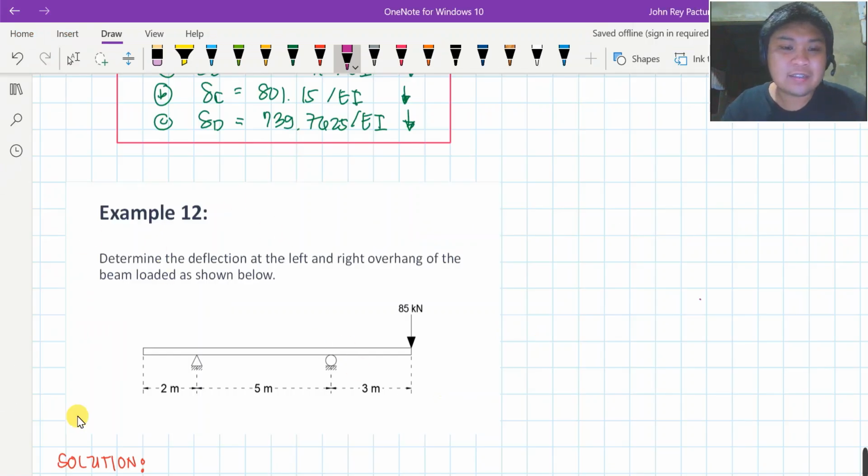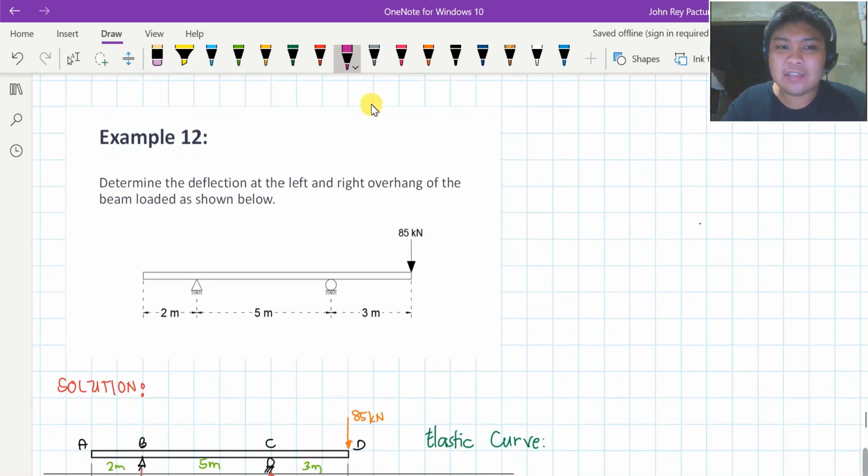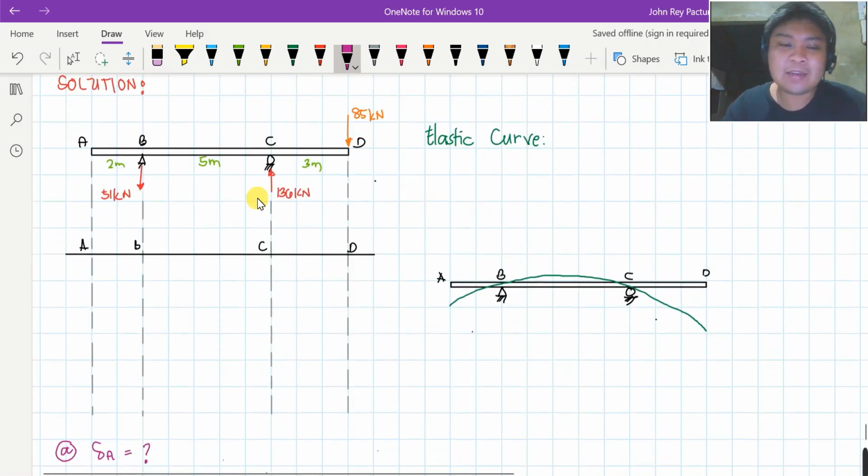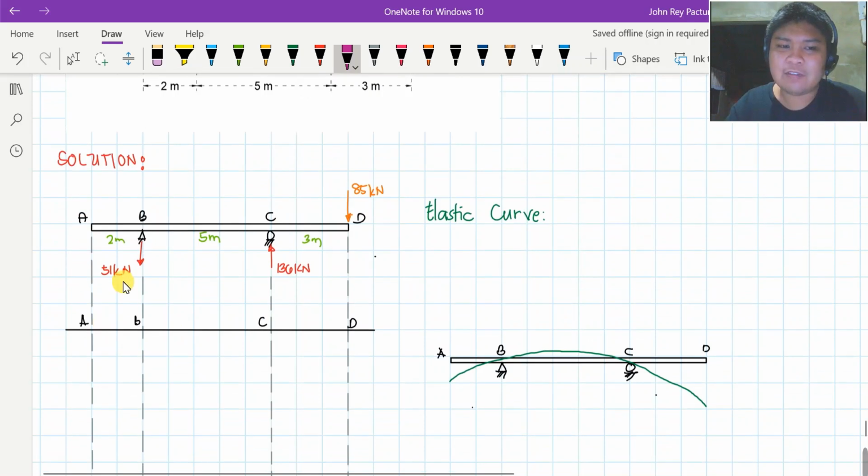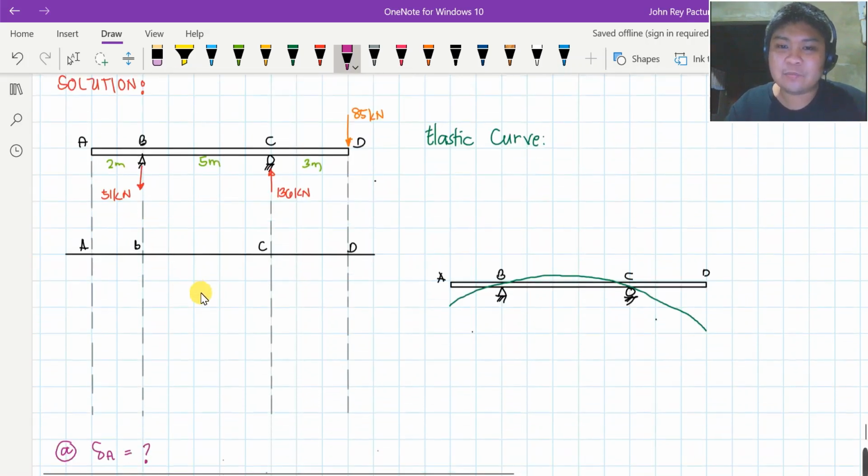Okay? So nandito na tayo sa ating OneNote nga, no? I already pasted the problem as well as the reactions. Of course, no? If you want to make sure that the reaction is correct, all you need to do is to pause this video for a while, then solve for the support reactions. Kung maalala nyo class, ito din yung magiging elastic curve ng ating beam ngayon. So, this is quite strange as compared class doon sa ating mga computations, no? So, this is a strange one.